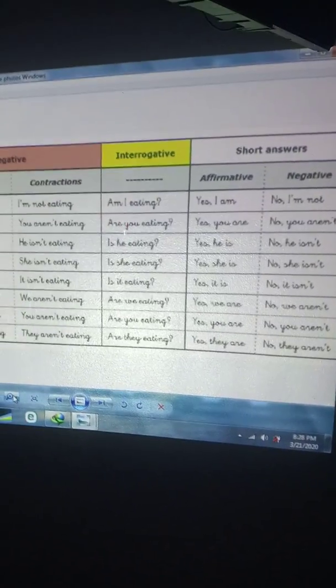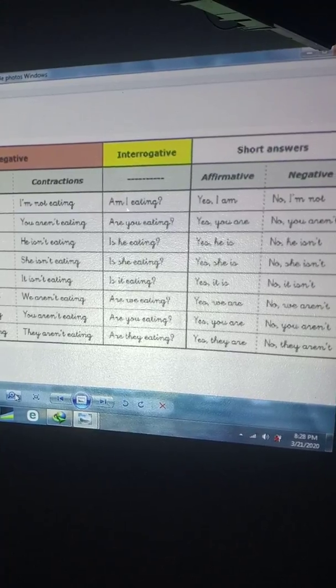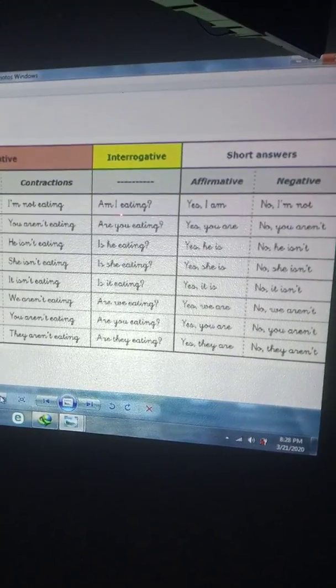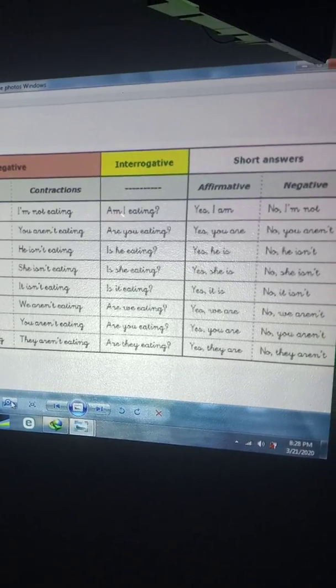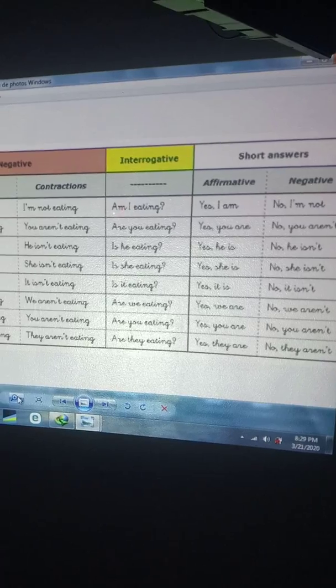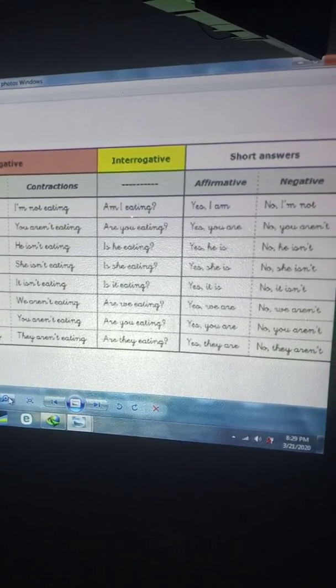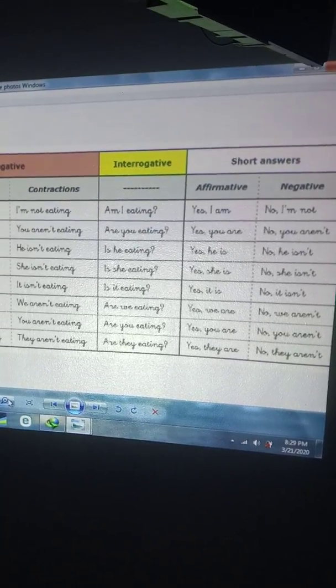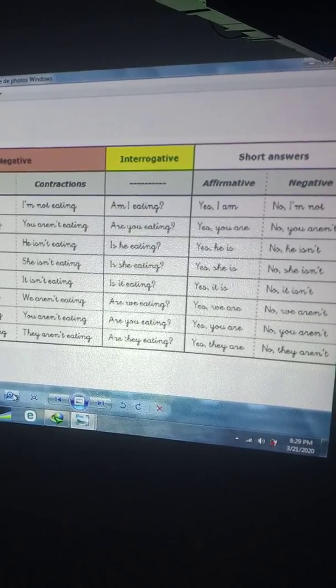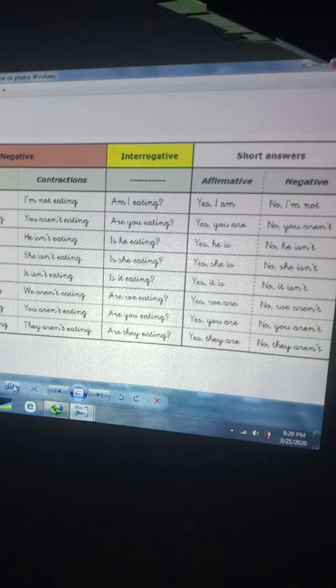For the interrogative, what do we have? What do we do? We invert the subject with the verb to be. So: am I eating? Are you eating? Is he, is she, is it eating? Are we, are you, and are they eating? Okay, that's for the interrogative.